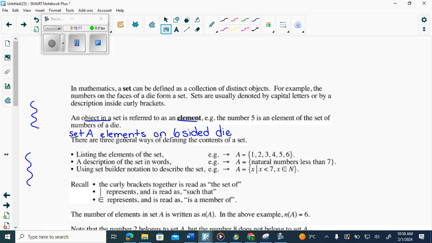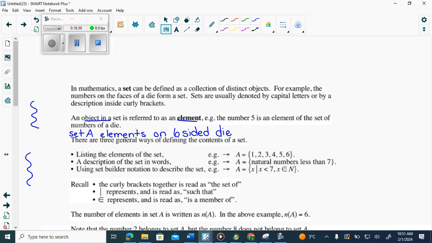So we have round brackets and square brackets. Squiggly brackets mean the set of. So here we have A equals the squiggly bracket, the set of the values 1, 2, 3, 4, 5, 6, right? Because that would be what you would find on all sides of the dice. You find a 1, then a 2, then a 3 with little dots. Same thing. Then you could use it in a set of words. It would be the natural numbers less than 7.